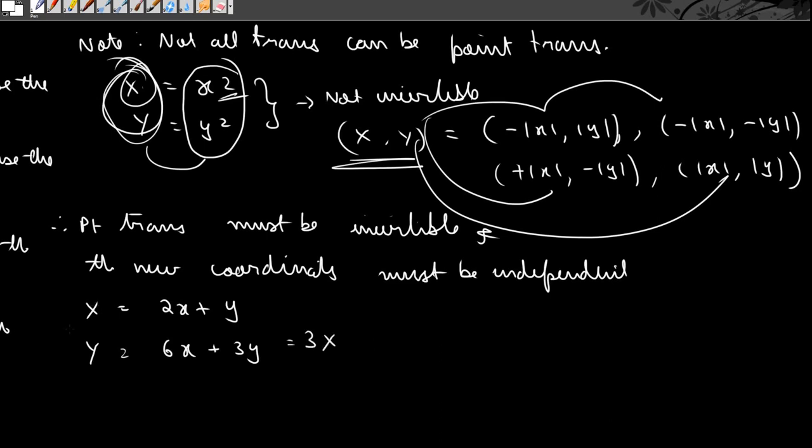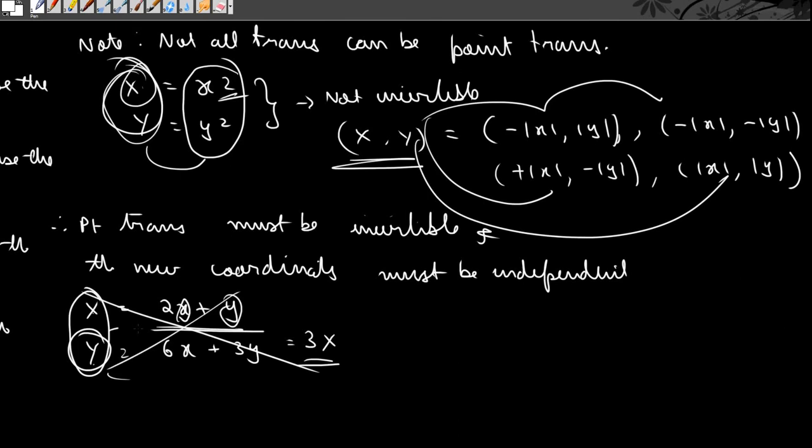Okay, so this new X and Y do not represent the same system, because just knowing X and Y we cannot get back what the values of the original x and y were. So this new X and Y can correspond to many possible values of the previous x and y. So therefore again this transformation is not invertible. Also they are not independent, because Y can be written in terms of X. Okay, so this again is not a point transformation.